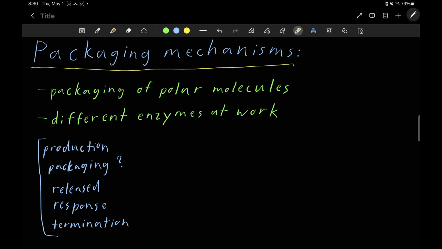So in this episode, we're going to be focusing all about this packaging step. We're going to look at how messenger molecules get packaged and what enzymes are involved in these processes and more. So let's get into it.